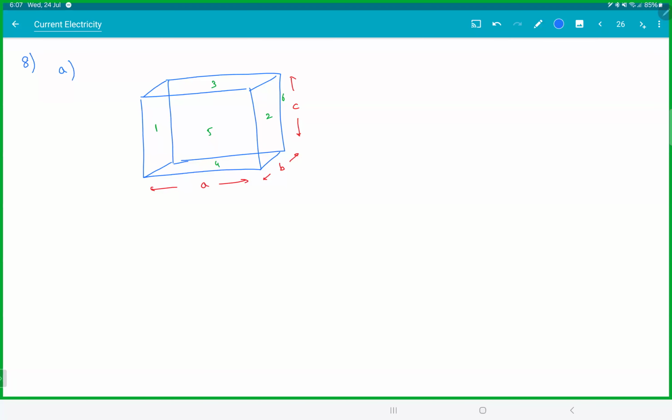Chalo. Now we have a cuboid here, ABC. So 6 faces are there. Find the ratio of resistance across R12, R34, R56. 1 and 2 are left and right, 3 and 4 are up and down, 5 and 6 are front and back. So if you keep the battery between these faces, what is the resistance? Let's get this.